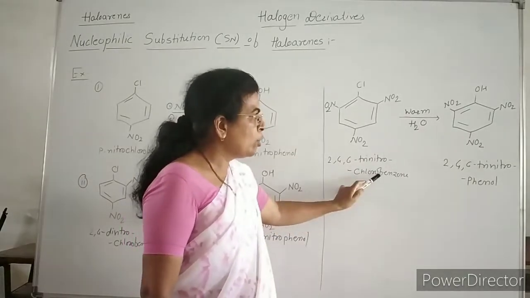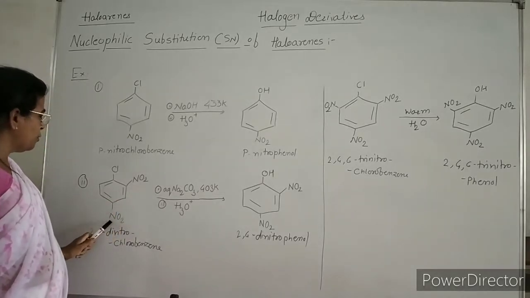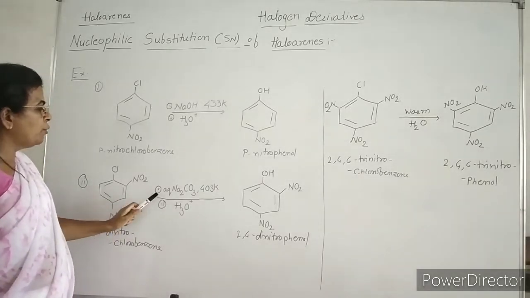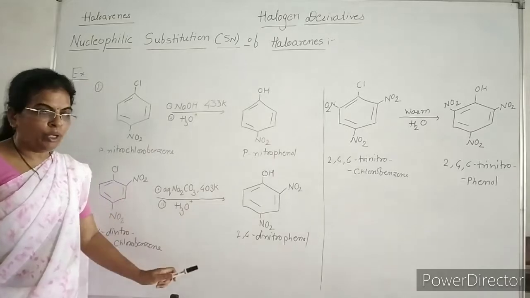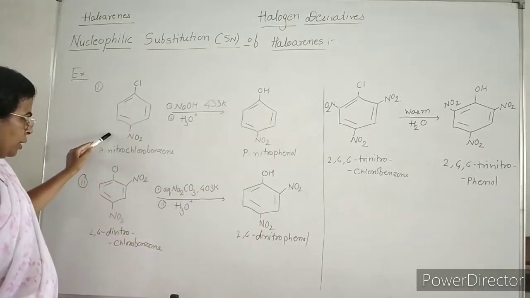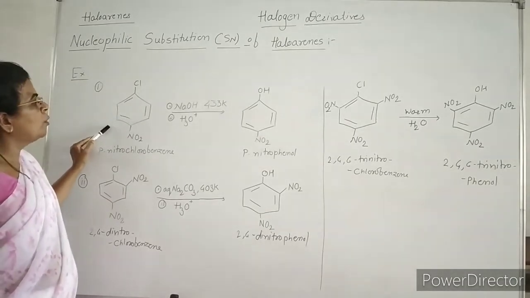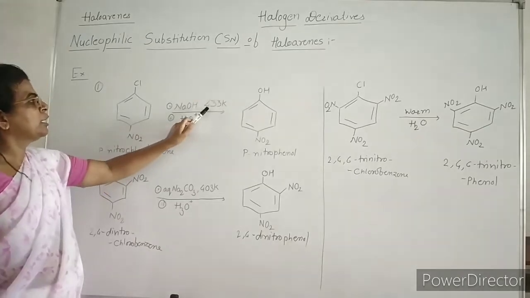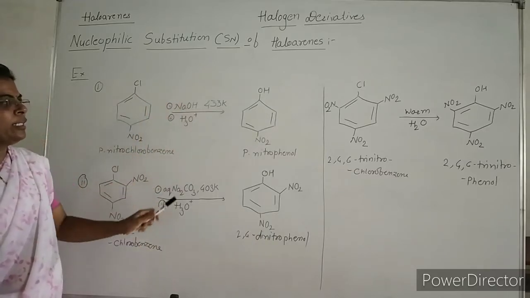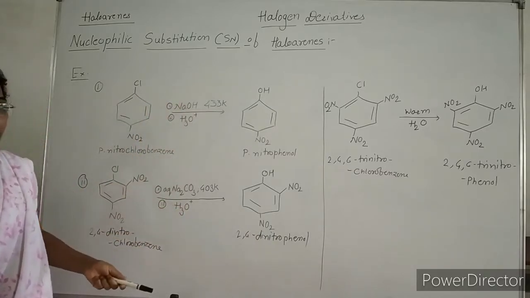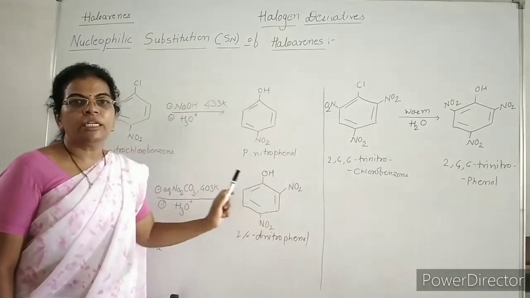Nucleophilic substitution, or hydrolysis, is easily carried out, but in case of 2,4-dinitrochlorobenzene, we have to use 403 Kelvin temperature to get 2,4-dinitrophenol. And in case of this compound, where there is only one electron withdrawing group, it undergoes nucleophilic substitution reaction at 413 Kelvin temperature. From these three reactions, we can say that if the number of electron withdrawing groups is more, then nucleophilic substitution reaction takes place easily.